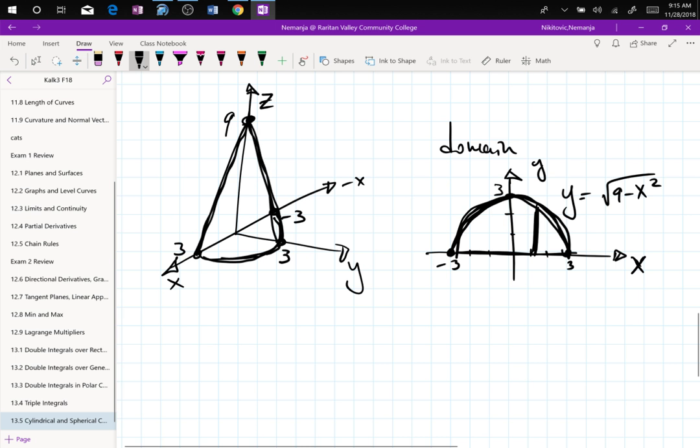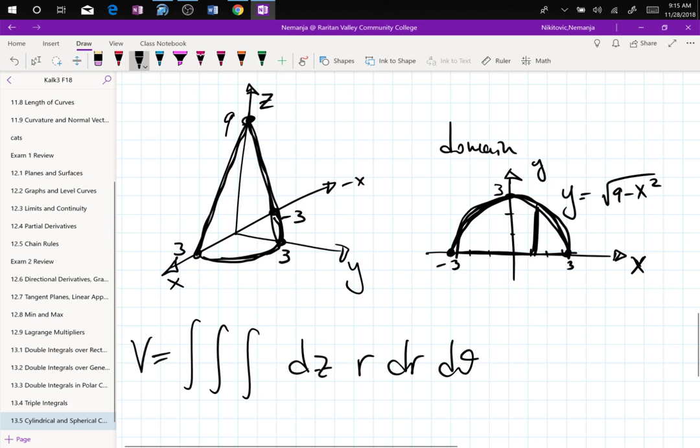So what do we have? Well, let's take a look at the triple integral. We are looking for a volume, so there will be no function here. You just have dz, r, dr, d theta. Don't forget this r. This is 1 unit. You don't break it, you don't change it. You just drop it down as is, 1 unit together.